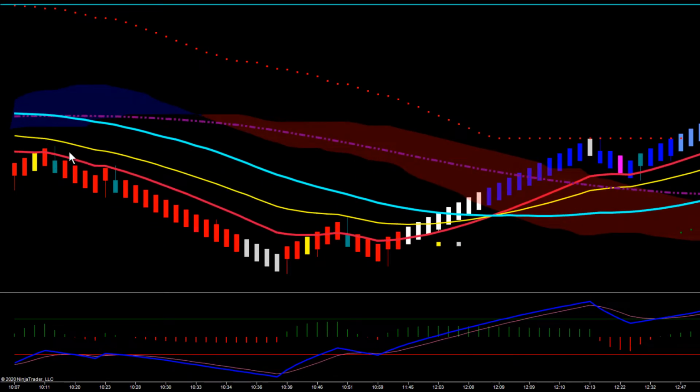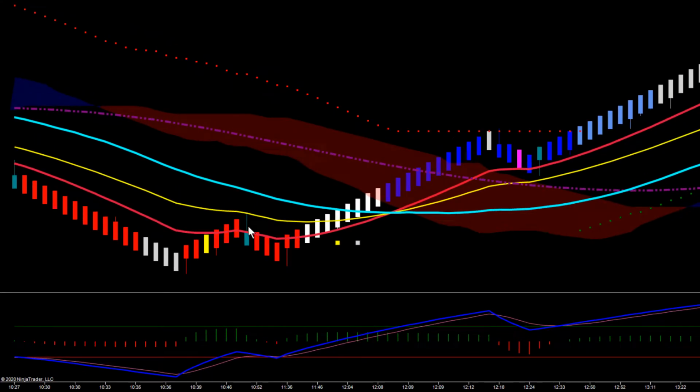Previous pivot high was up here, but we put in a pivot, came down, put in a higher pivot low right there. Once we broke above this pivot, we had a higher pivot high. So now the trend had changed on this chart. We had gone from a downtrend to an uptrend.